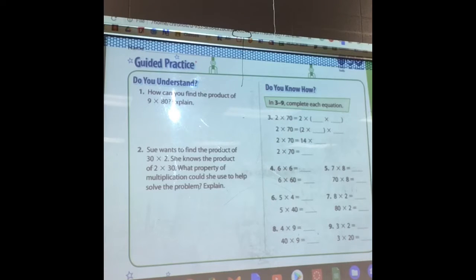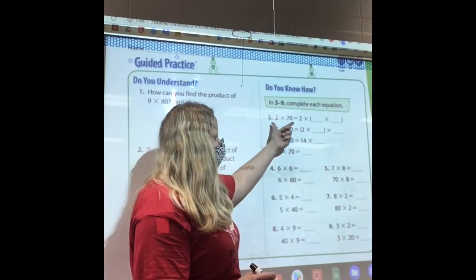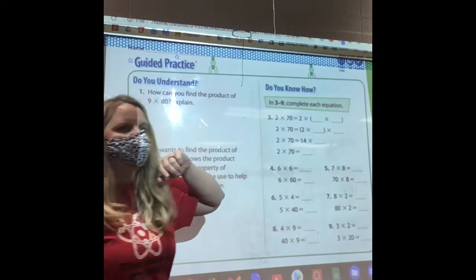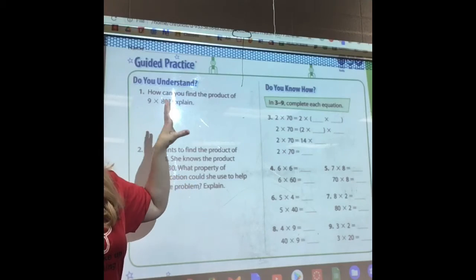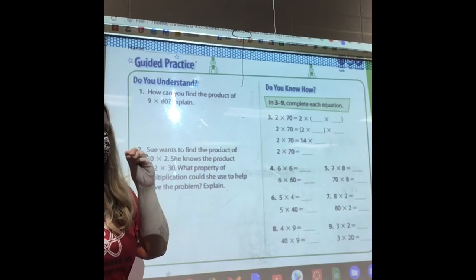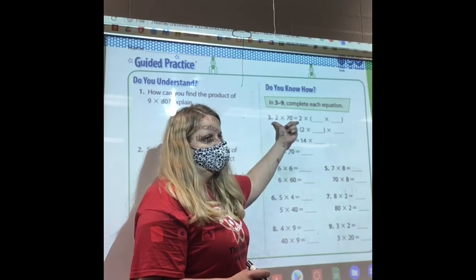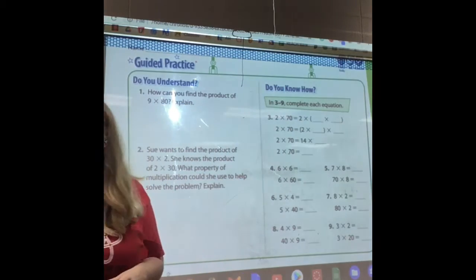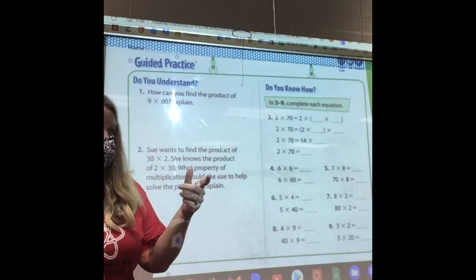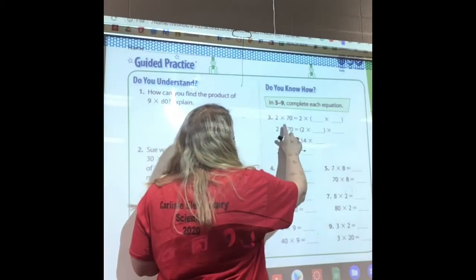Okay, so we're going to go on over to number 3, and it says complete each equation. So just like we did yesterday, we're going to look for our basic equation. Now when you get to your homework today on Savvas, it's going to say on there, what's the basic equation? So what is the basic equation here? 2 times 70. What's my basic equation? 2 times 7. So do I have that over here?